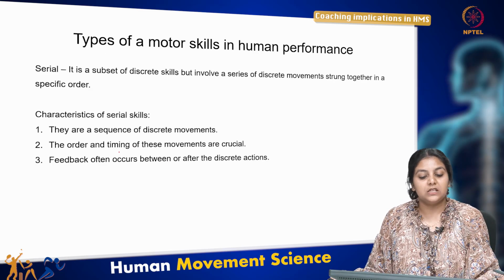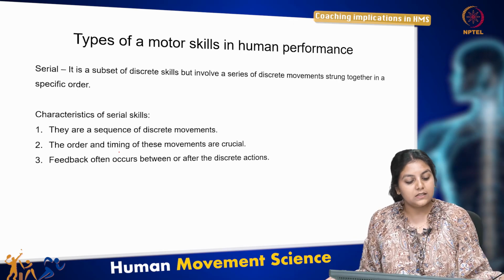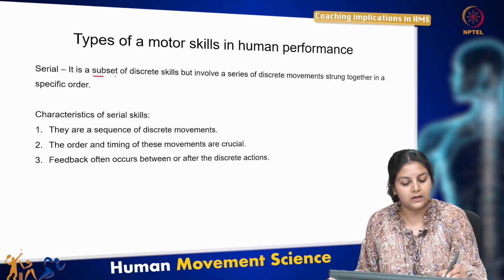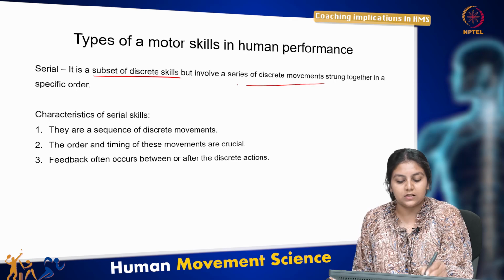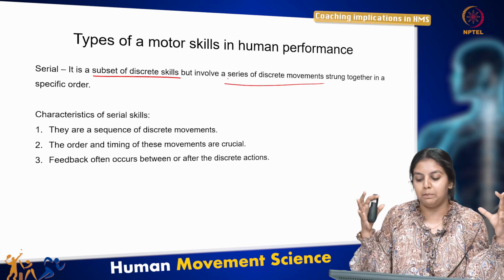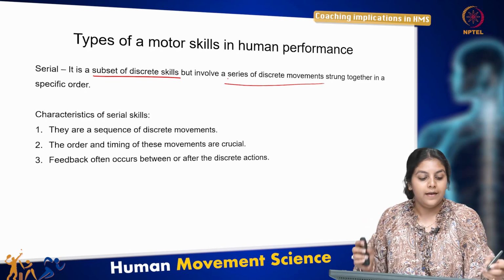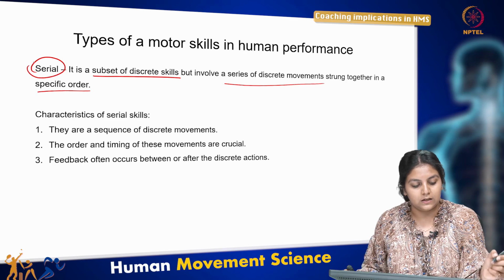The last type of skills that we look at are serial skills. A serial skill is a subset of discrete skills but involves a series of discrete movements. So it's all different kinds of discrete movements that are strung together in a specific order. That is categorized as serial skills.